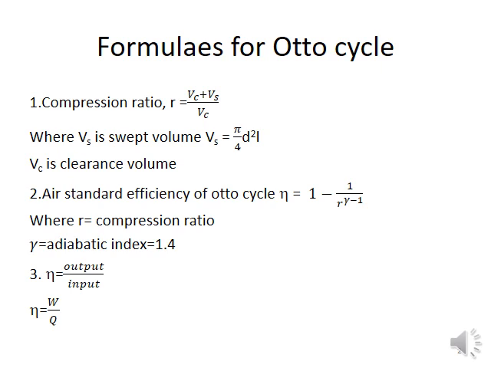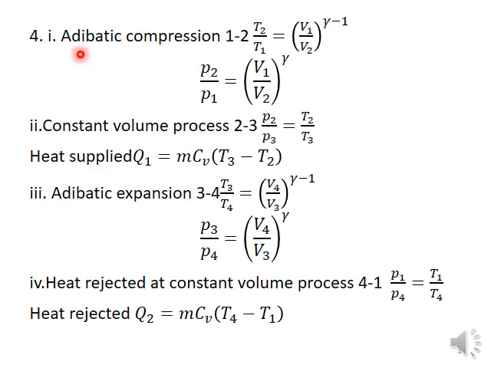The Otto cycle consists of 4 sequential operations, and I will tell you what formulas we can use for them. The first one, 1 to 2, is the adiabatic compression. So for adiabatic compression, T2 by T1 is equal to (V1 by V2) power gamma minus 1.